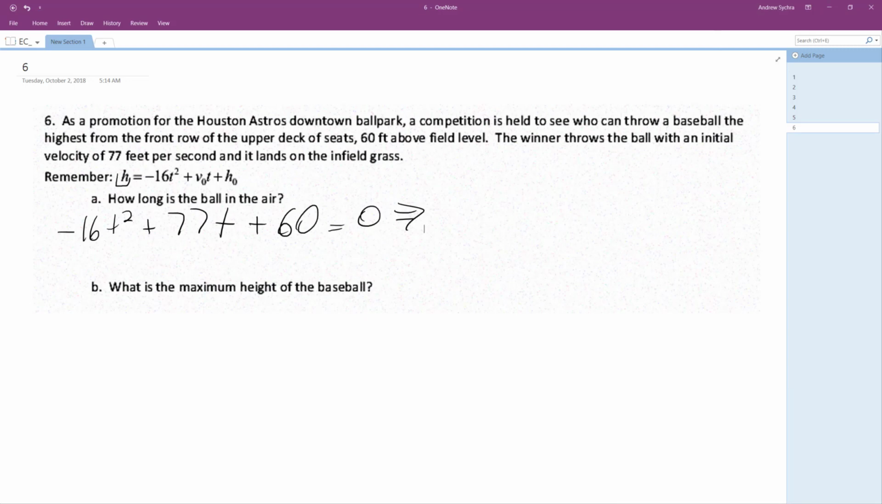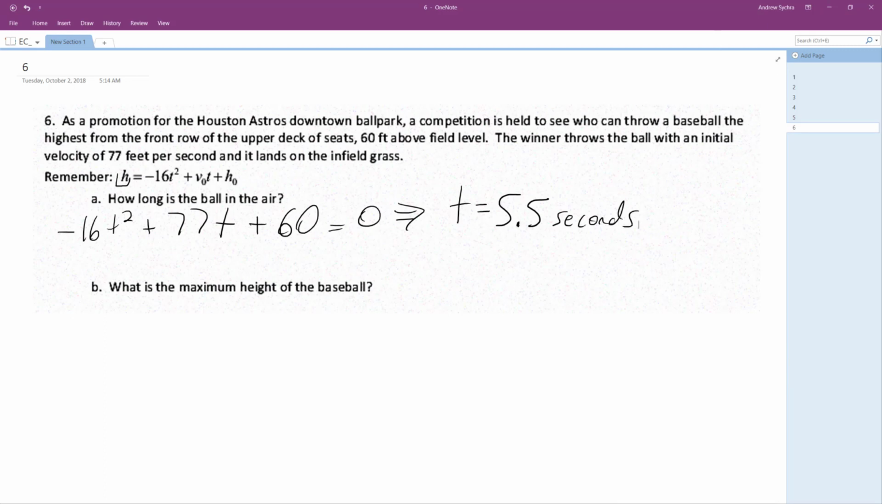what we end up getting here, these two variables, approximately. It's not a clean answer, but I get t is equal to 5.4949. So basically 5.5 seconds.